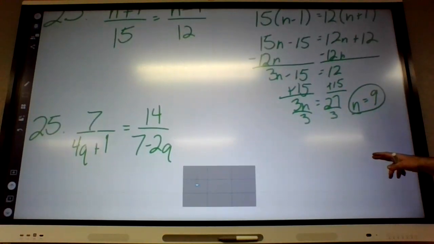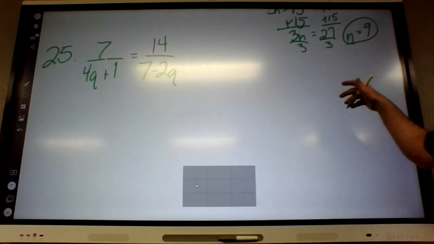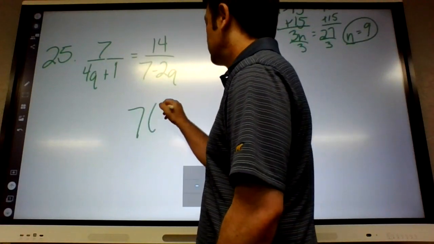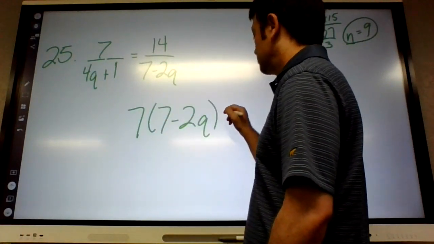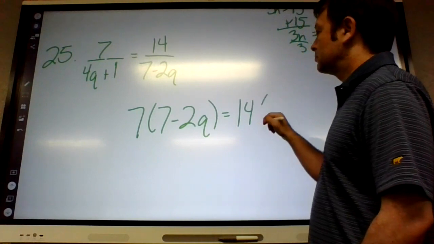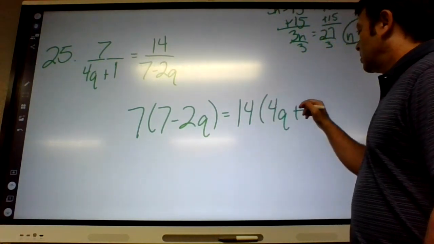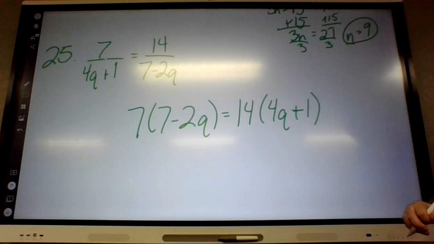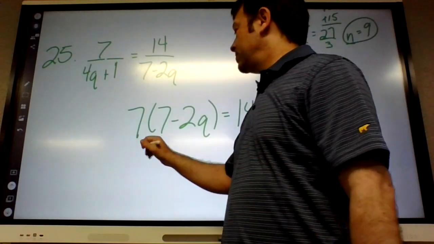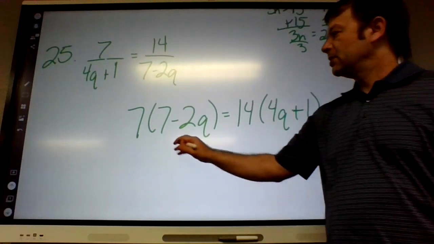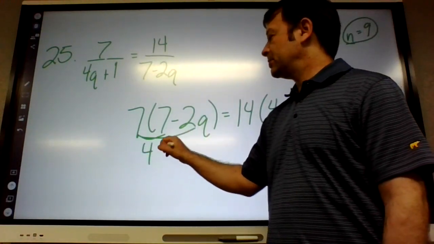All right, Luke. You would do 7 times 7 minus 2q, and then 14 times 4 plus 1. Just remember when you cross multiply, those two things are equal to each other. Some people forget that part and get lost. Okay, so then what do we do, Luke? 7 times 7, 49. Okay, distributive property.